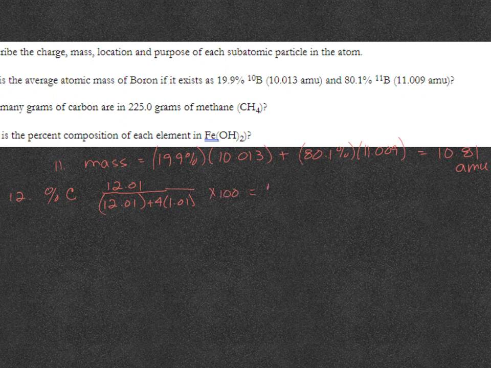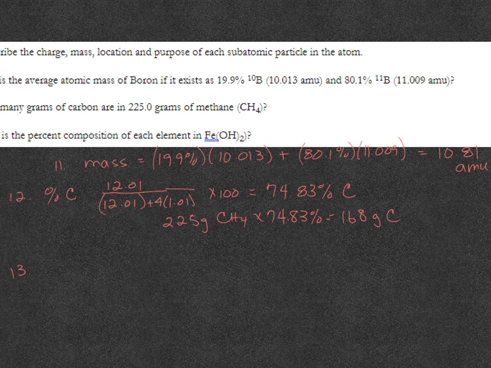And we get 74.83% carbon in any sample of CH4. Then, if I know I have 225 grams of CH4, 74.83% of that is carbon. So I multiply that times 74.83%, and I get 168 grams of carbon.